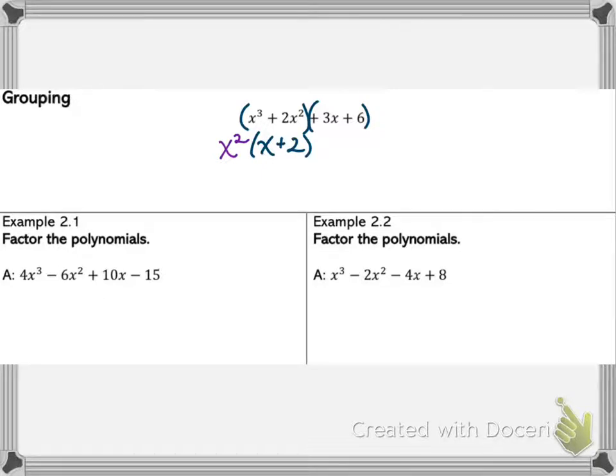And then I'm going to focus on the second half. My GCF for the second half, I have 3 and 6, is going to be a positive 3, and it's important to bring that positive with it. And then if I were to divide that out, it would give me x plus 2. Now, because my parentheses are the same, I know that I did this correctly.